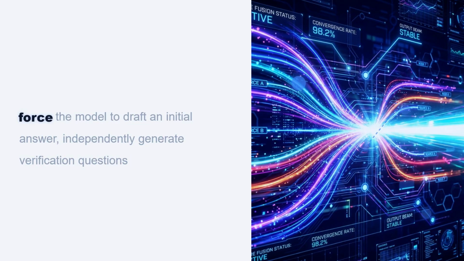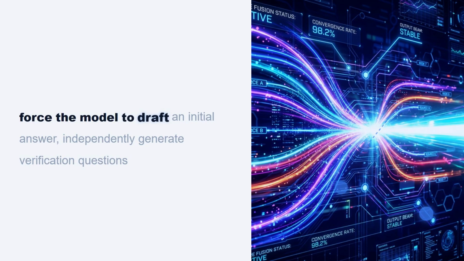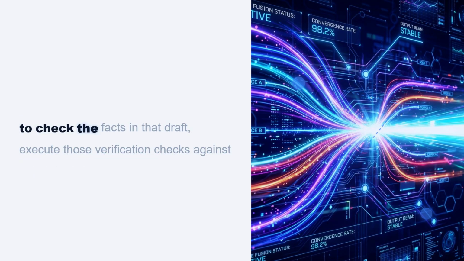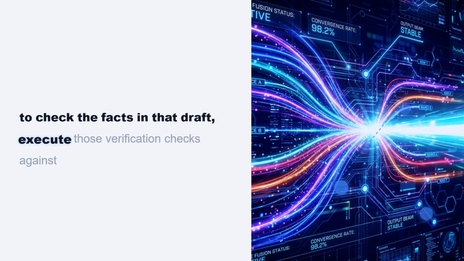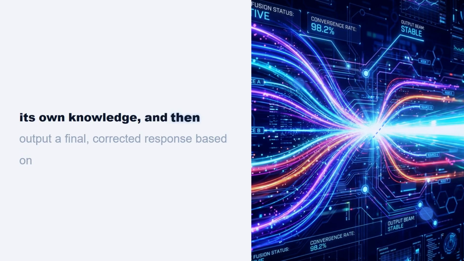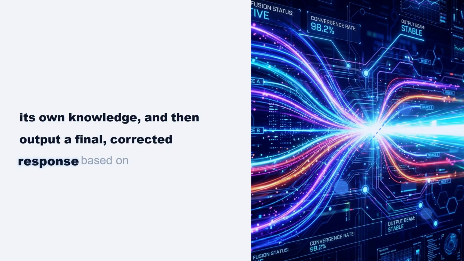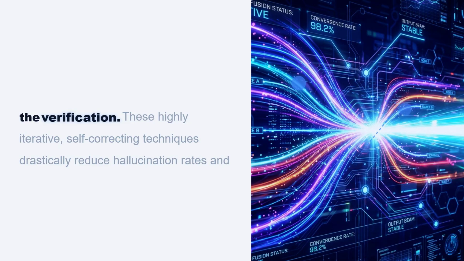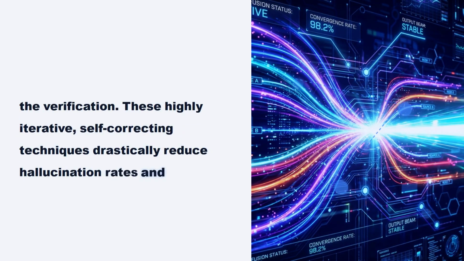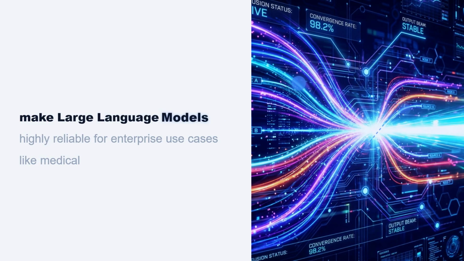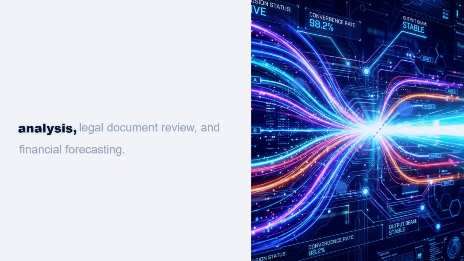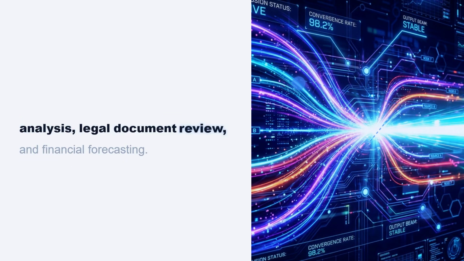With chain of verification, we force the model to draft an initial answer, independently generate verification questions to check the facts in that draft, execute those verification checks against its own knowledge, and then output a final, corrected response based on the verification. These highly iterative, self-correcting techniques drastically reduce hallucination rates and make large language models highly reliable for enterprise use cases like medical analysis, legal document review, and financial forecasting.